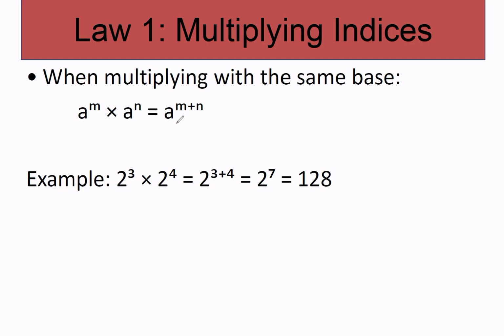Multiplication of indices. As we earlier saw, when you multiply the same bases together, powers are going to add. Like 2 power 3 times 2 power 4 is 2 power 7, and 2 power 7 is 128. You can use your calculator in a calculator-based exam to find the answers.